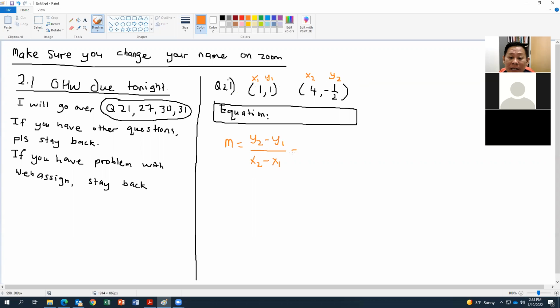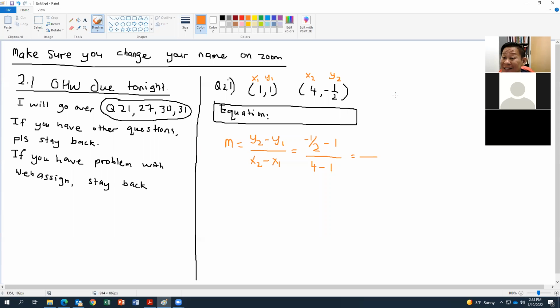So what we do here is plug this into the formula. y2 in this case is -1/2, minus y1, in this case 1, over x2, which is 4, minus x1, in this case 1. So I'm taking y2 minus y1 over x2 minus x1. The first thing is this subtraction of fractions here.